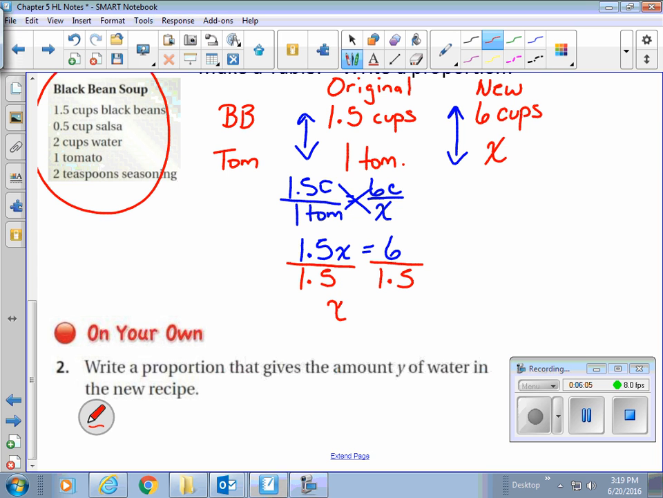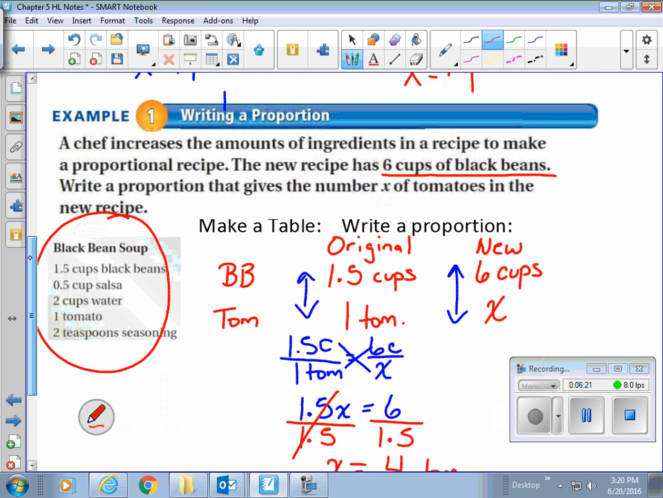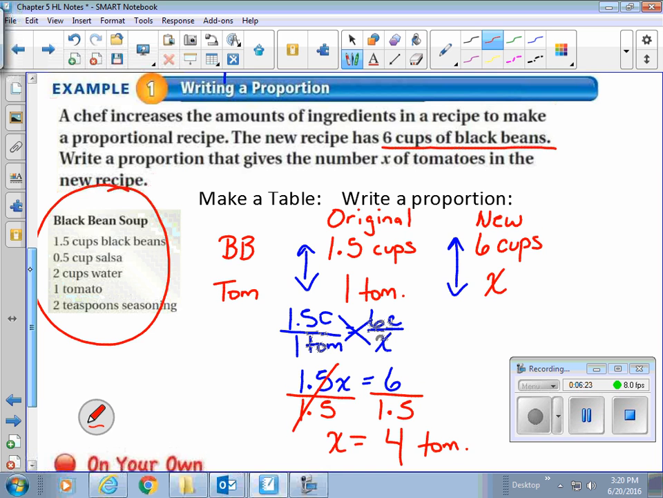1 5/10 divided by 1 5/10 leaves me with x. 6 divided by 1 5/10 would leave me with 4, and we were looking at 4 tomatoes. So that's one way of writing it. We actually went a little further because we didn't even have to solve for x here.